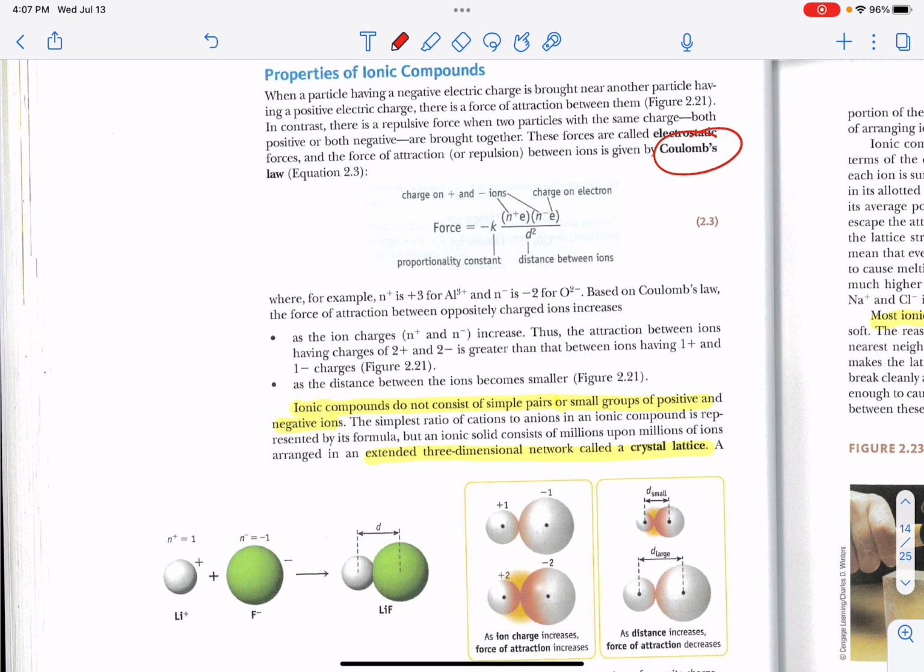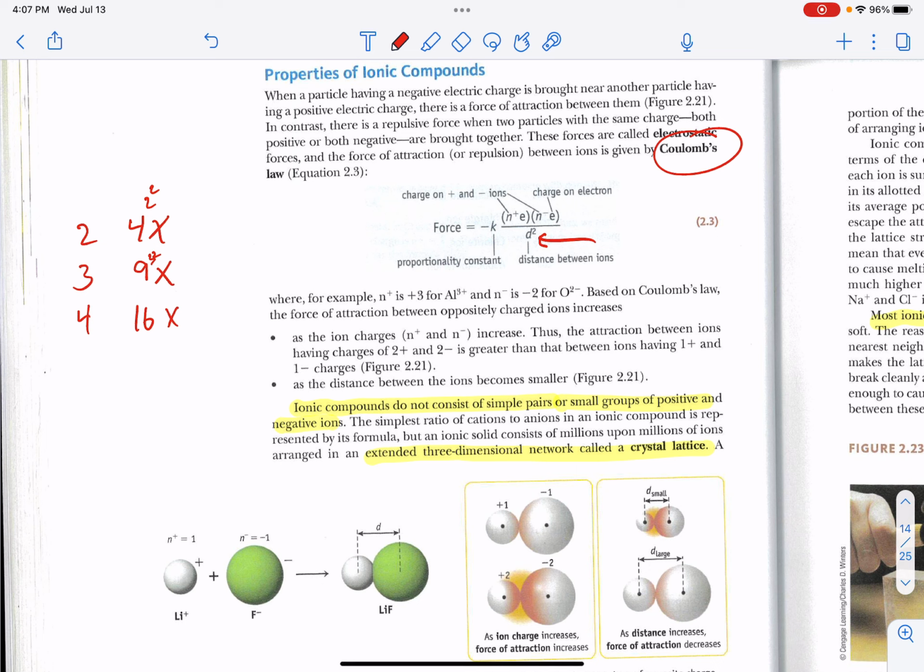Now, this law, first of all, is called an inverse square law, because in the denominator, the distance between the two ions is squared. This means that if you double the distance between the two ions, the force of attraction is going to be 4 times less. If you triple the distance, it's going to be 9 times less, where 4 is 2 squared and 9 is 3 squared. And of course, if you quadruple the distance, you're going to get 16 times less. It's an inverse square law.